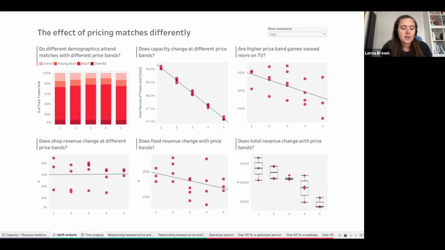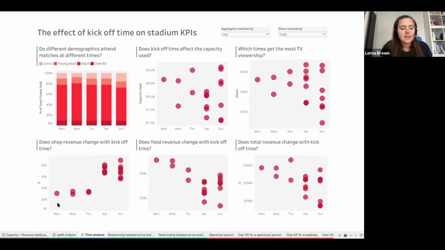The other thing as well is to look at the time of the kickoff. So we can see that we have some weekday games, and how do they compare to the Saturday and Sundays? So the shop revenue for Saturday and Sundays is a lot higher than it is for weekdays. Is there anything that we can do during the weekday to try and boost those sales? And also the capacity, there's not much difference in terms of the overall capacity of the weekday, but the food revenue certainly does drop off for the weekend games. So we can try and think of where those promotions could come in for the different types of people that we have within our data set.